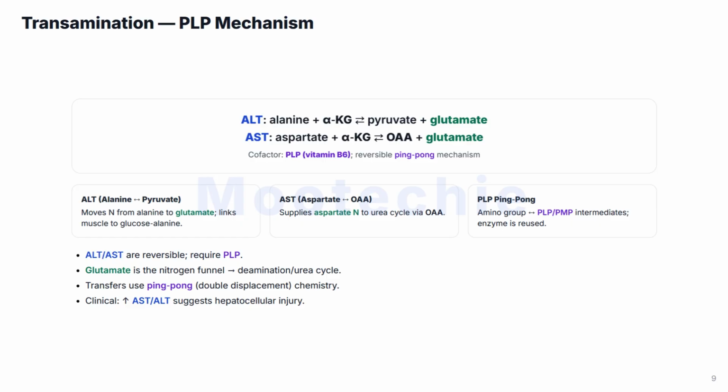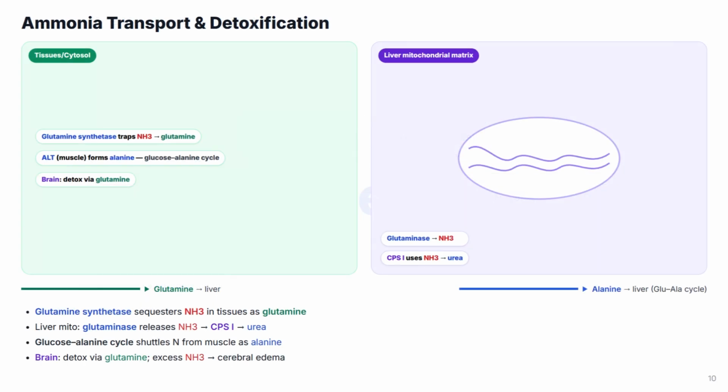Glutamate acts as a nitrogen funnel, directing nitrogen towards deamination and the urea cycle. The transfer uses ping-pong chemistry. Clinically, elevated AST and ALT levels suggest hepatocellular injury, like in liver disease. The body needs safe ways to move ammonia around. Let's explore ammonia transport and detoxification.